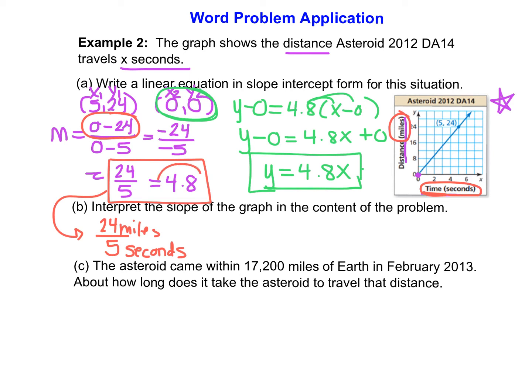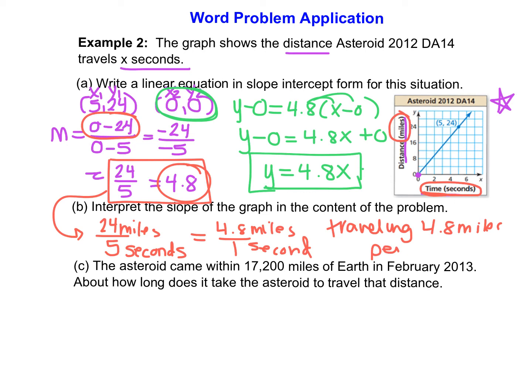But we did simplify it here to be 4.8. So we can actually translate that. So we have 4.8 and just put it over 1 because that's really what 4.8 is, 4.8 divided by 1. And if we apply those same units here, what this slope is really telling us is that this asteroid is traveling 4.8 miles per 1 second. So you can write that out. You can say the asteroid is traveling 4.8 miles per 1 second. So we can see that all written out in our fraction and by utilizing the units that are found here in our graphs.